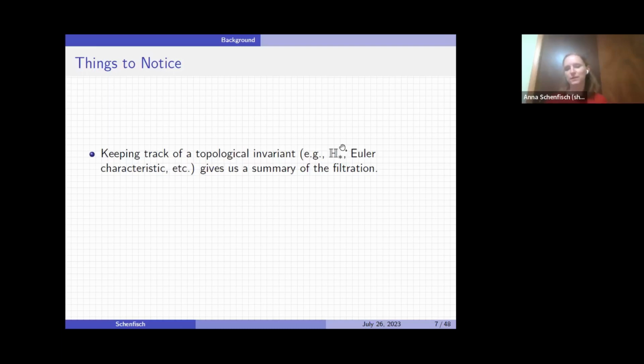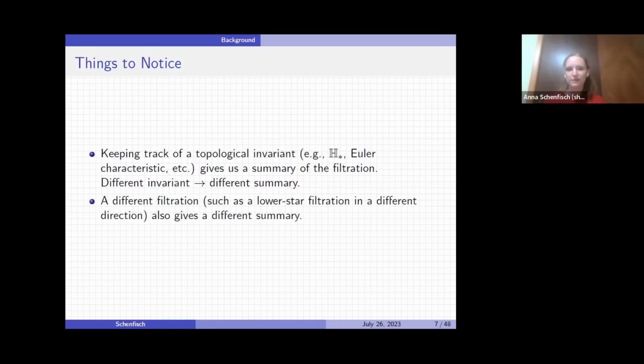Okay. So throughout the filtration, we can choose to keep track of some sort of information. For example, in the first half of the talk, we'll focus on keeping track of homology. We could also keep track of Euler characteristic or Betti number, or any sort of thing you can imagine. And that gives us some sort of summary of our filtration. If I keep track of a different invariant, I'm going to get a different summary. Also notice that if I chose to filter in a different direction, instead of up, maybe sideways, that's going to give me a different summary and a different filtration.